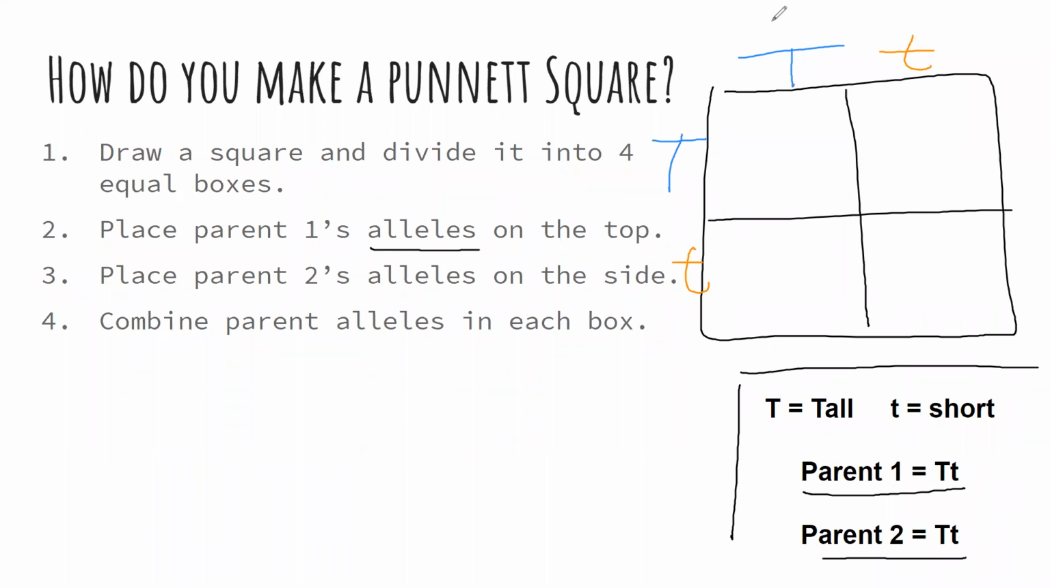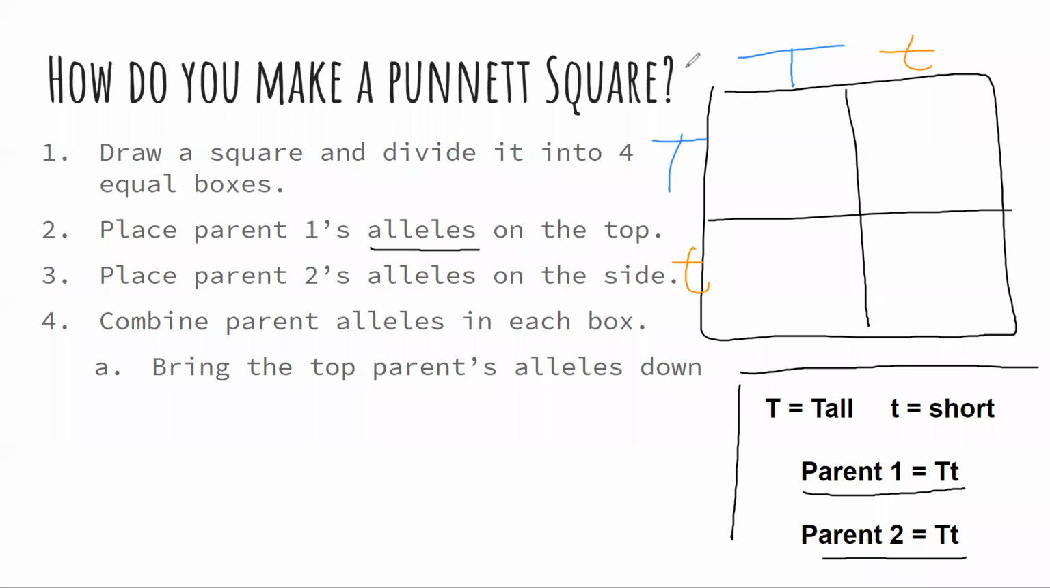Now, you need to combine parent alleles in each box. How to do that? You bring the top parent's alleles down first. So the top parent, you bring the capital T all the way down, and you bring the lowercase t all the way down. Please note, I put my lowercase t all the way over to the right side in that box because capital letters always come before lowercase letters.